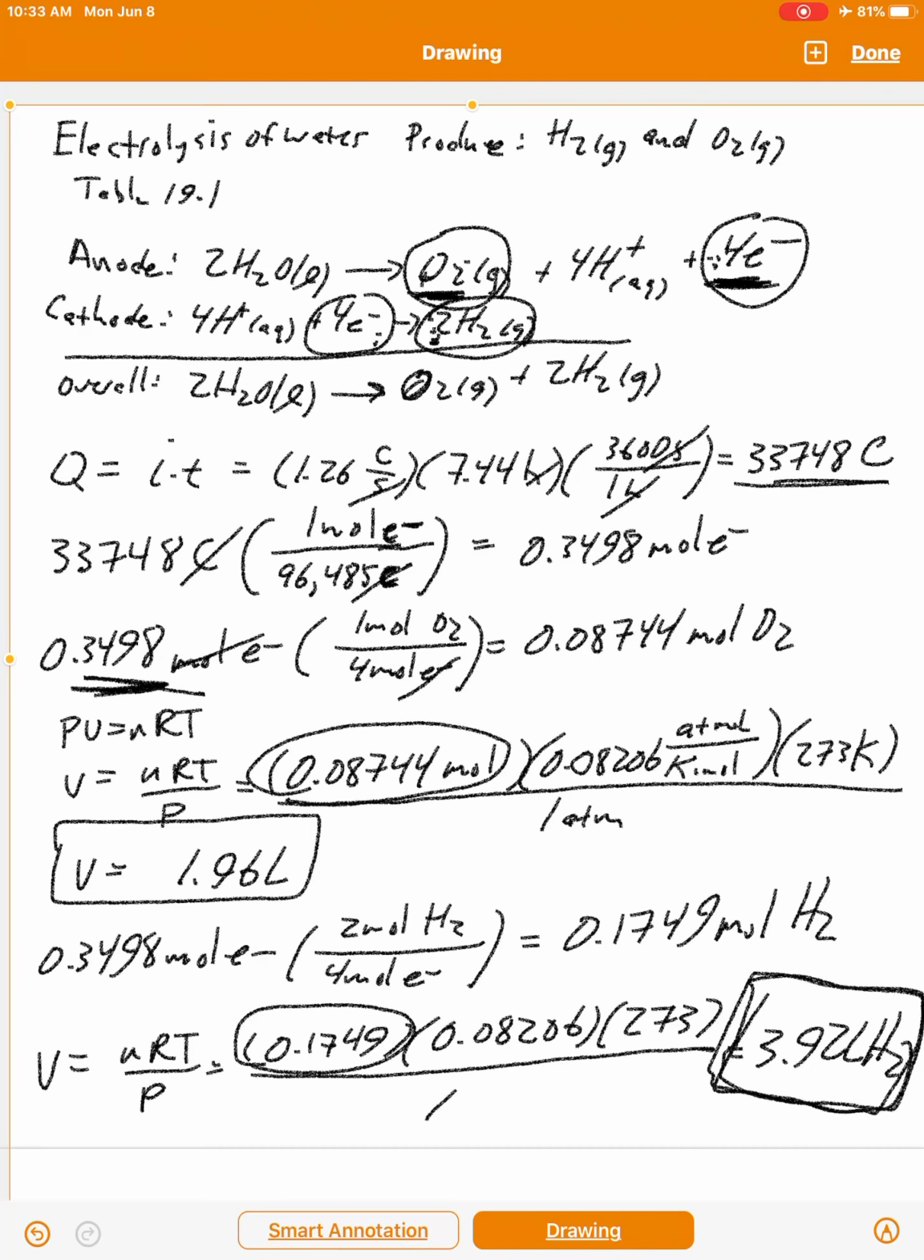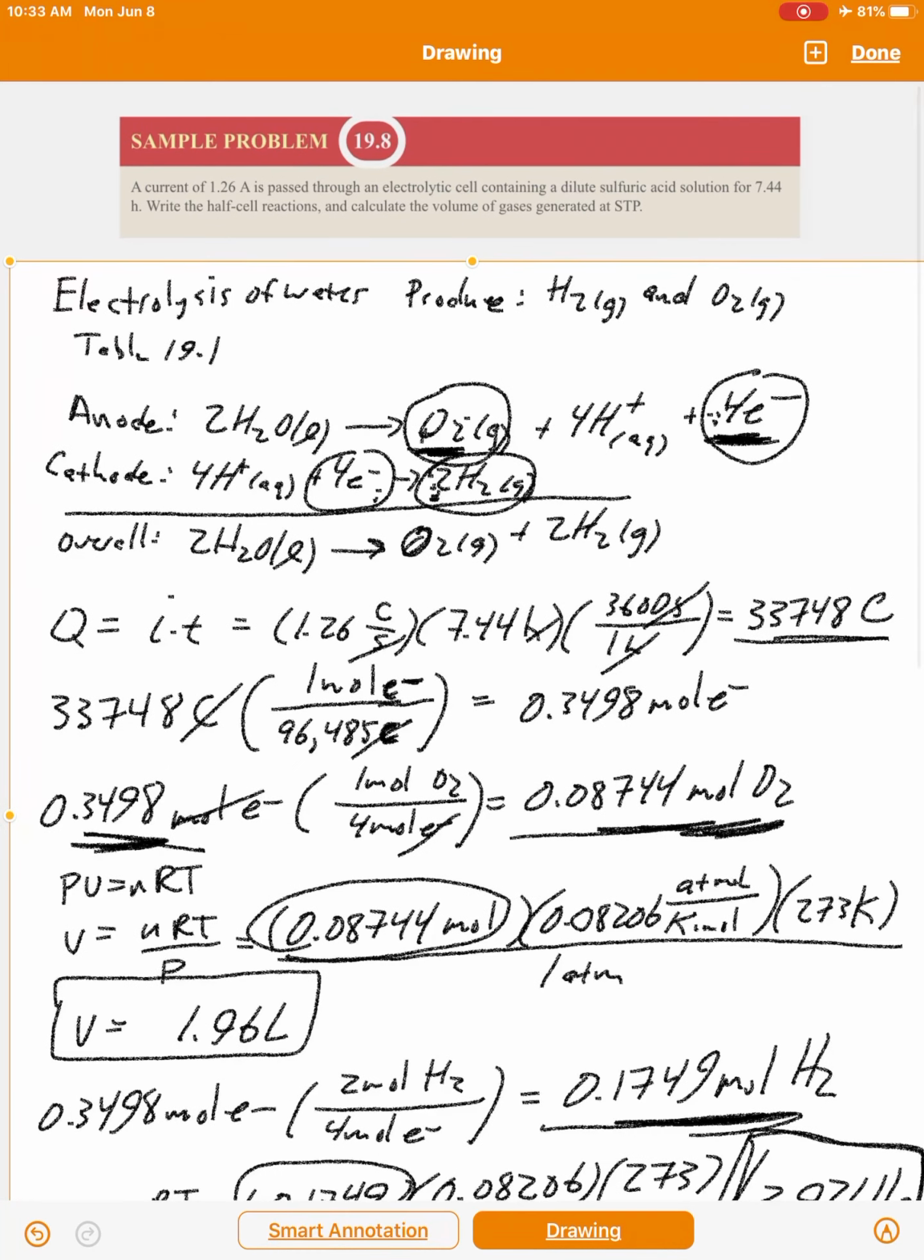If we had been asked to find the mass of these materials, then instead of using the ideal gas law, we would have taken the number of moles and multiplied that by the molar mass to get the number of grams. We would have taken this number of moles here, multiplied it by the molar mass of hydrogen to get the number of grams of hydrogen. That's also a common type of calculation. Okay? So there we go.